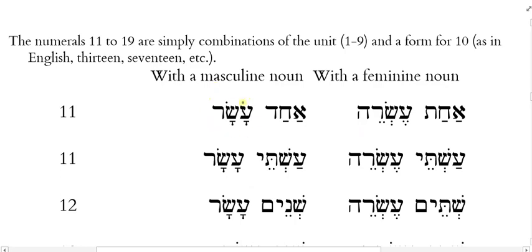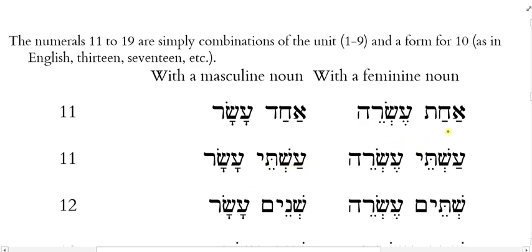Now, if I'm numbering masculine things, notice over here, I'm going to use ahad asar. And that's for 11. And there's an alternate form for 11, which is instead of ahad using ashtei, ashtei asar. The form for the 10 is the same, but the number for 1 here has changed. So 1-10 is 11. Ashtei asar is also 11.